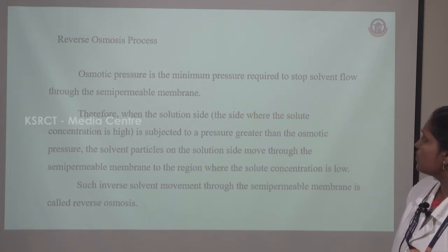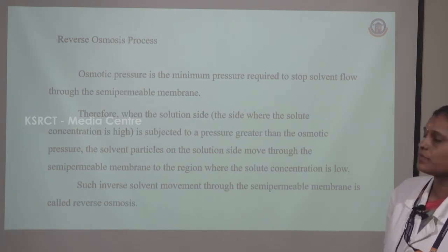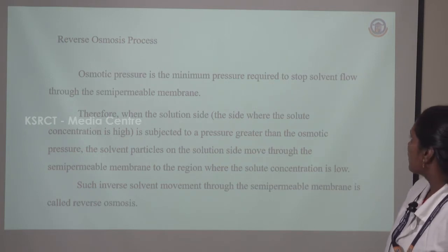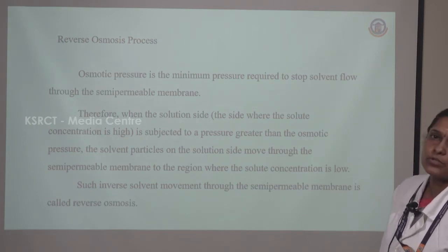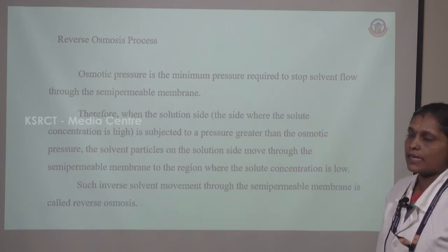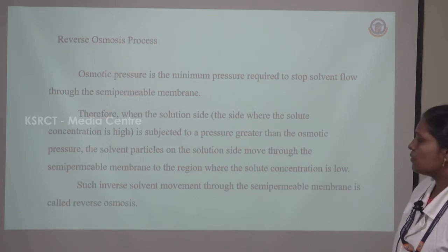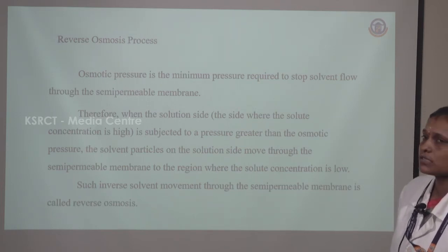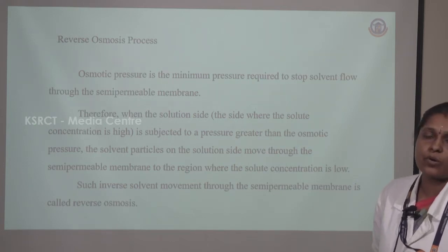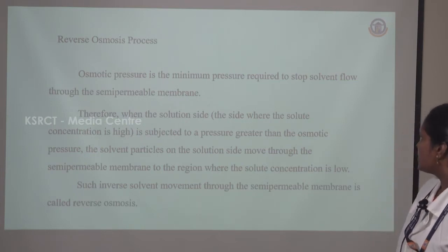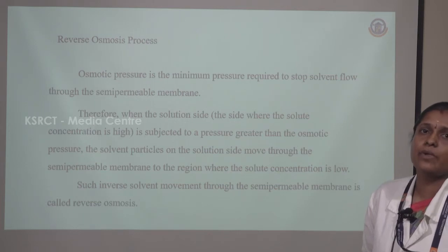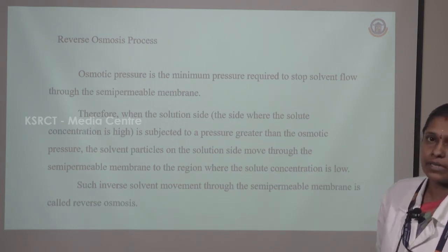So what is the reverse osmosis process? Osmotic pressure is the minimum pressure required to stop solvent flow through the semi-permeable membrane. Therefore, when the solution side, the side where the solute concentration is high, is subjected to a pressure, we are applying more pressure on that side. The pressure we apply should be greater than the osmotic pressure.